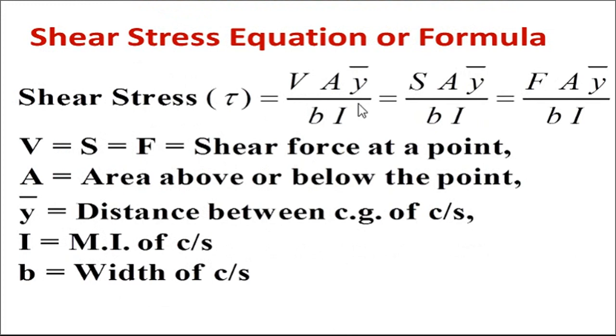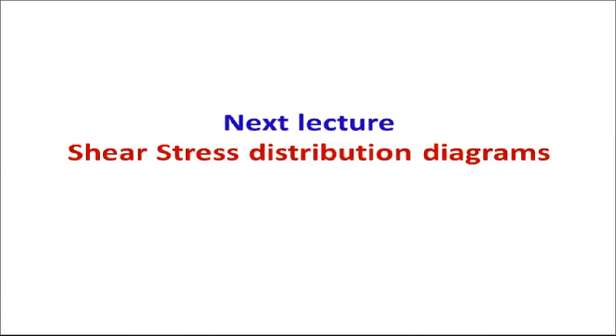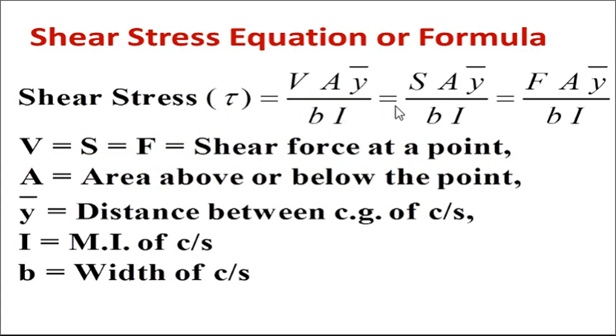This equation is also written as tau is equal to V a y bar upon b I. Only this V is changed to S or F; the rest of the things are the same. In this way, we have to use this shear stress equation to solve the different numericals. In detail, we will discuss the numericals and various shear stress distribution diagrams in the next lecture.